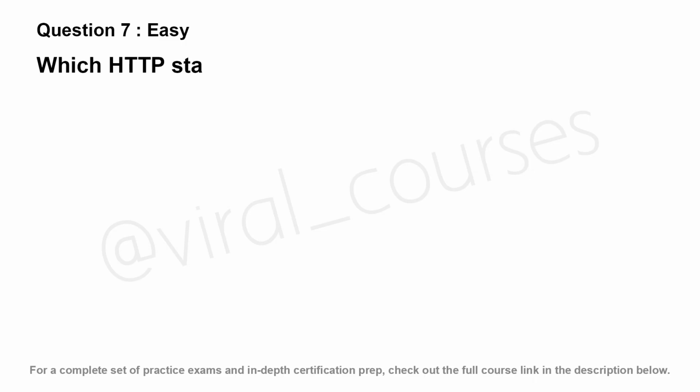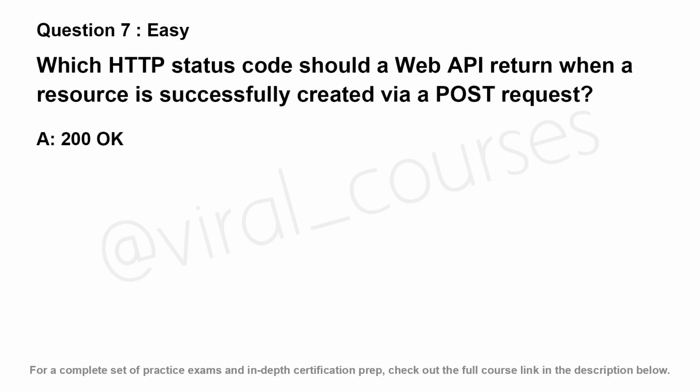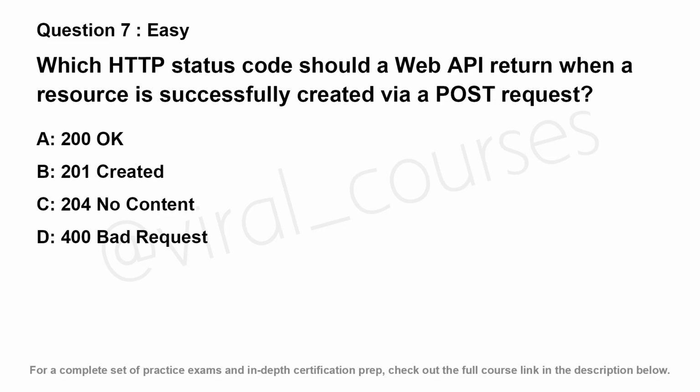Which HTTP status code should a Web API return when a resource is successfully created via a POST request? Option A, 200 OK. Option B, 201 Created. Option C, 204 No Content. Option D, 400 Bad Request.